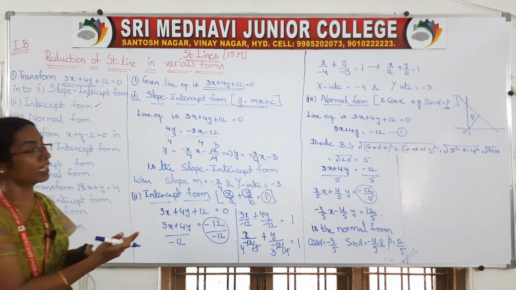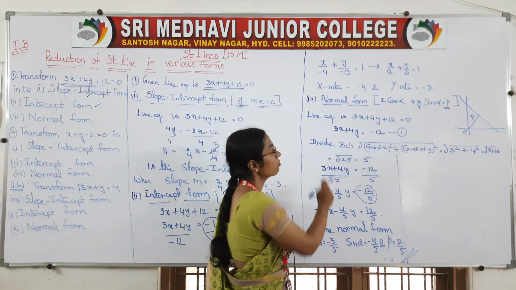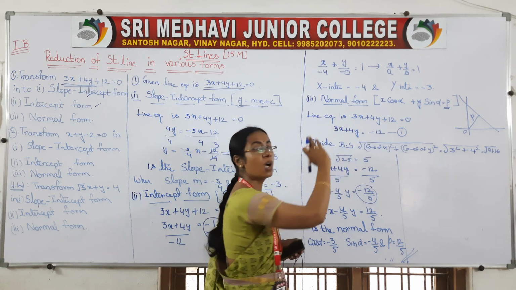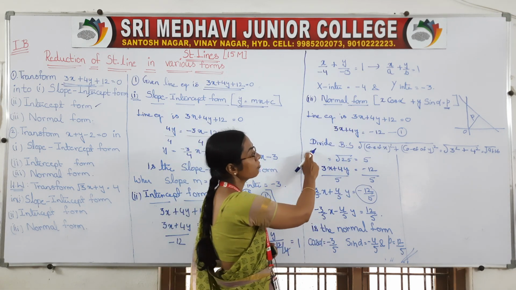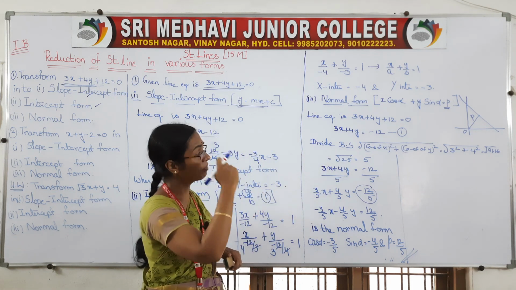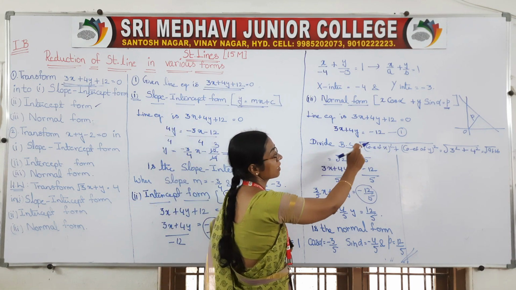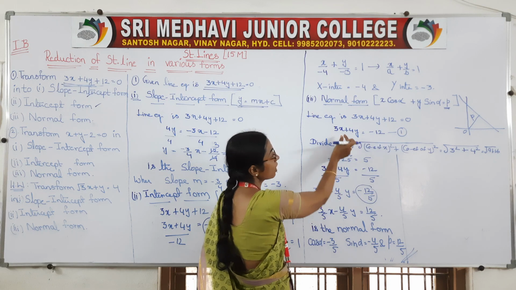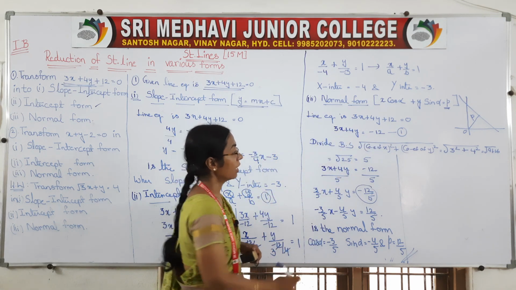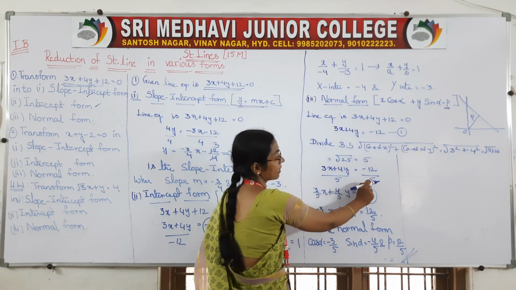So just take the procedure, but only one thing you have to remember in normal form. What is the procedure? First send the constant to the other side. After that you divide both sides. Remember this, whenever we do the normal form, divide both sides with the root of coefficient of x whole square plus coefficient of y whole square. With that we got 5. So we have to divide both sides.